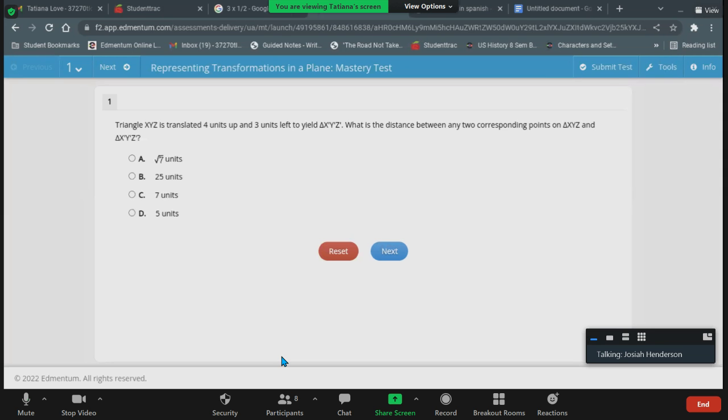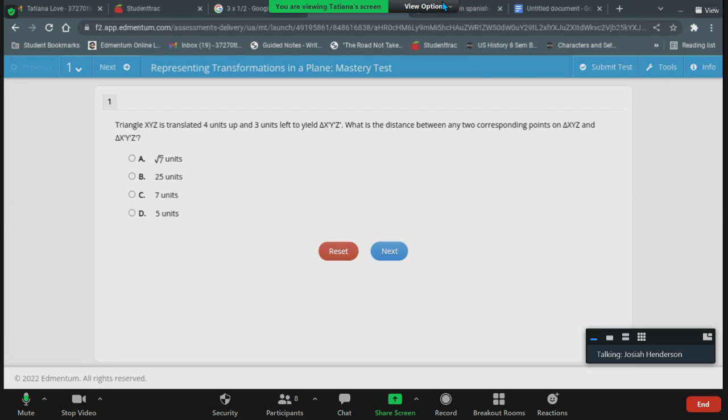Okay, so you got the hard one. You got the distance one. It's telling us triangle XYZ is translated 4 units up and 3 units to the left. And they're asking, what is the distance between the old triangle and the new triangle? Well, we're going to do the same thing I just showed you with the Pythagorean theorem. You've got a triangle going up 4 and left 3, so a right triangle with 4 on one side and 3 on the other.